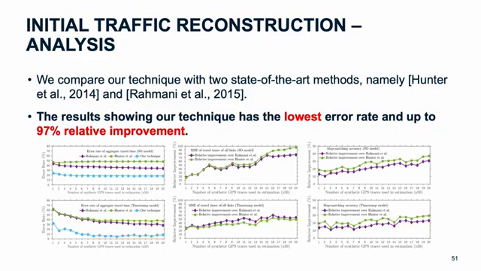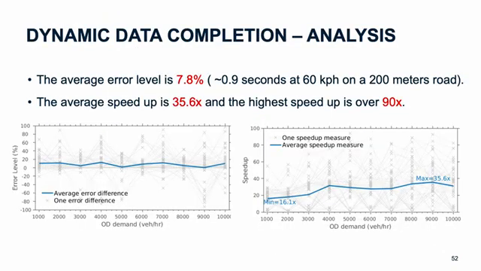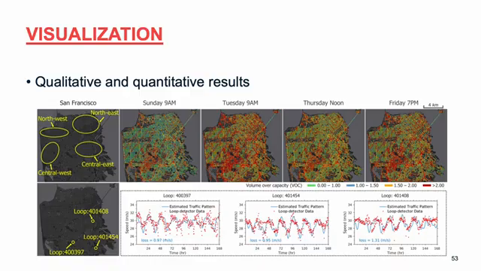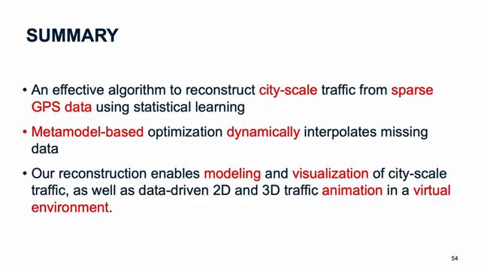And here are some of the diagrams that I mentioned earlier. For the map matching algorithm, we observe about 97% relative improvement in error reduction. In terms of overall performance, using dynamic data completions, we were able to achieve an average speed up of about 36 and the highest speed up about a factor of 90 times faster. This approach allows us to visualize the traffic reconstructed for different areas, as you can see here. And we can also produce city scale animation as well. It enables us to dynamically interpolate missing data that we don't have from the GPS data. Our reconstruction also enables modeling and visualization of city scale traffic.